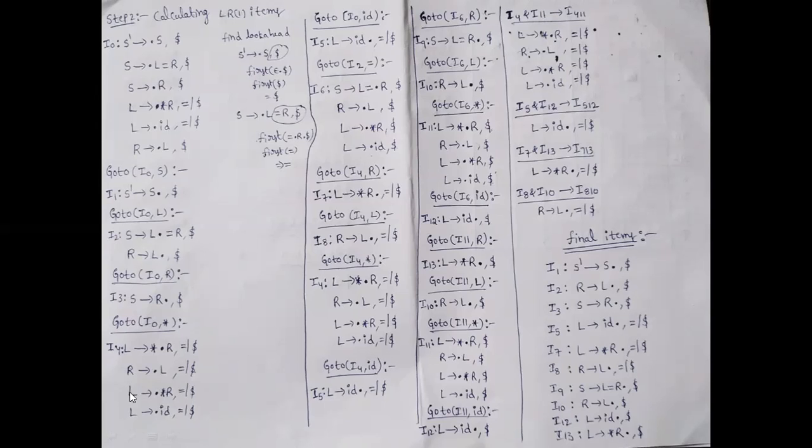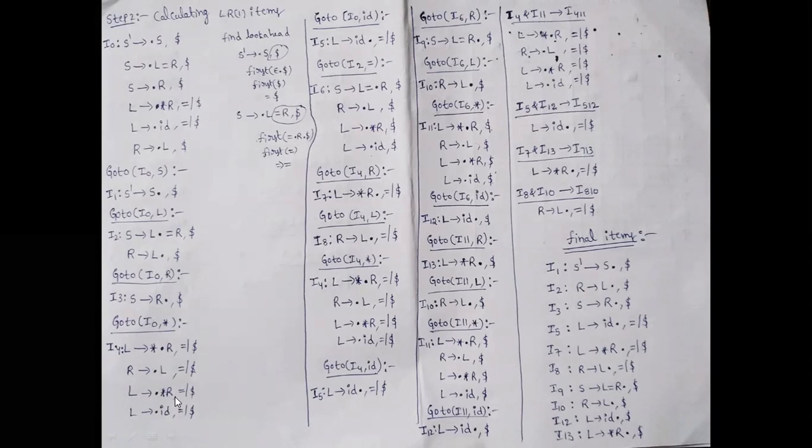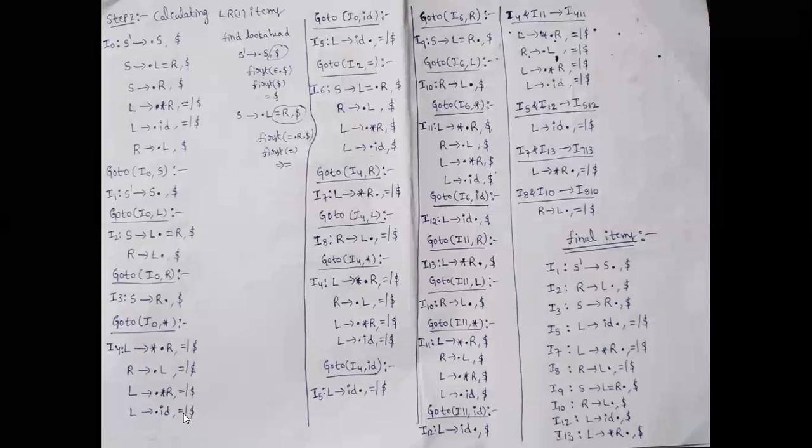So we are adding the items. Then we are placing dot at the beginning of the right side. Then the production becomes L produces dot star R, L produces dot ID. So what are the look aheads for these two statements? After the dot we have L. Then add the productions of capital L. After L, is there any terminal or non-terminal? There is no terminal, there is no non-terminal. Then we have to find the first of this one. So first of dollar is dollar. So we are adding look ahead equal to dollar and equal to dollar.